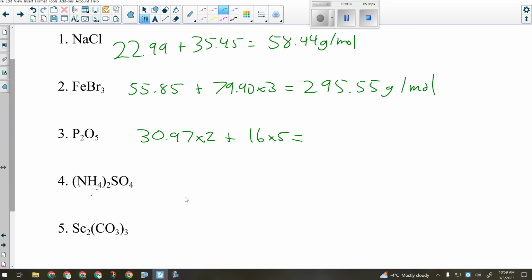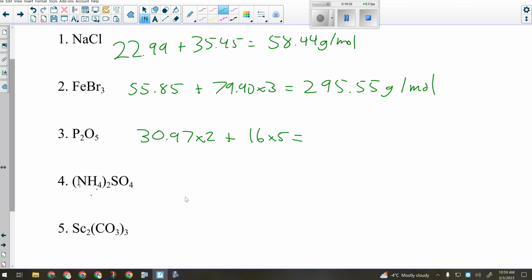All right, so 141.94 grams per mole. Okay, I'll give you a little bit more time on those 2 that have the polyatomic ions, and then we'll walk through those.